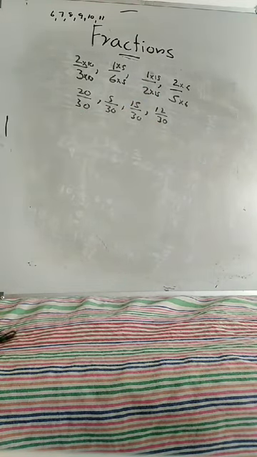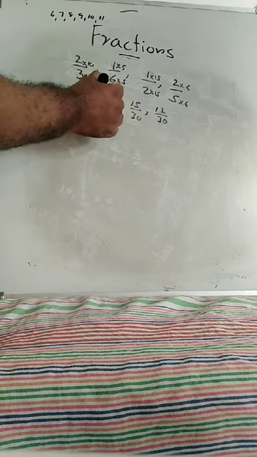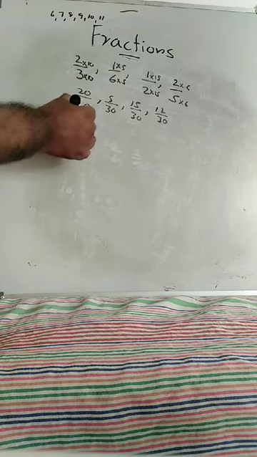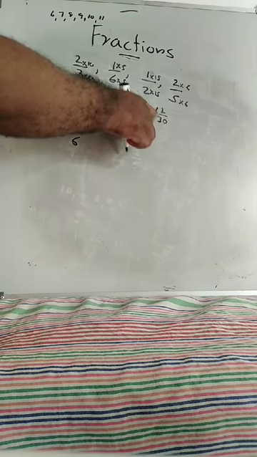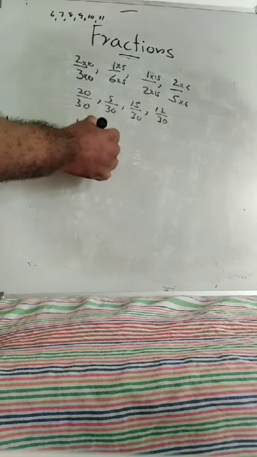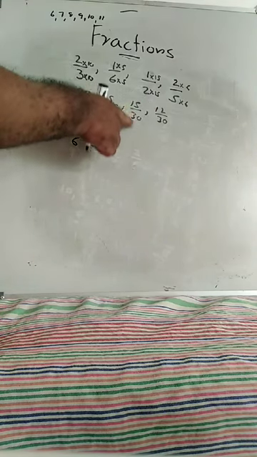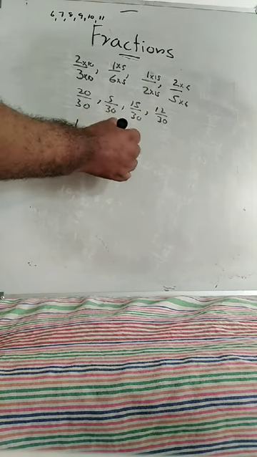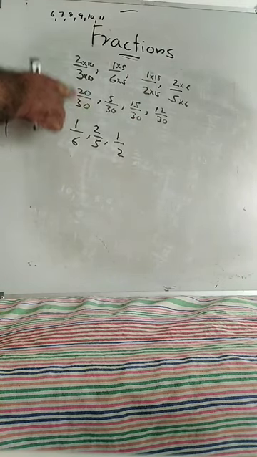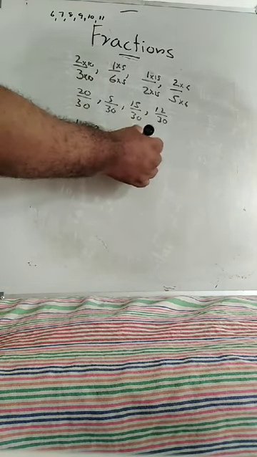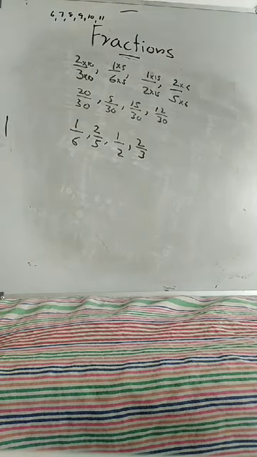Now you can find the smallest number. The smallest number is 5 upon 30. 5 upon 30 means 1 upon 6. Then 12 upon 30 means 2 upon 5. Then 15 upon 30 means 1 upon 2. Then 20 upon 30 means 2 upon 3. Understand? This is ascending order. Right.